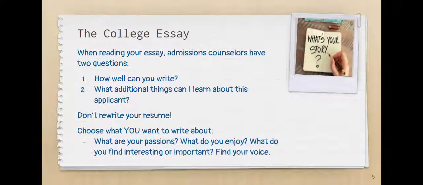So moving on, let's turn to the college essay. When thinking about what topic you want to write about, keep in mind the audience and what their goal is. Admissions counselors have asked themselves 2 questions as they're reading your essay. How well can you write? And what things can they learn about you from this essay?